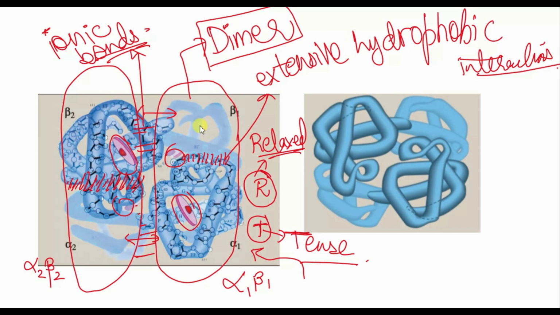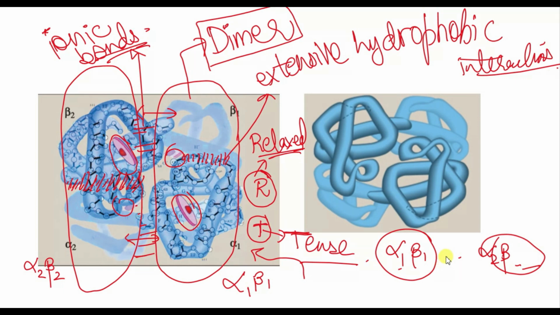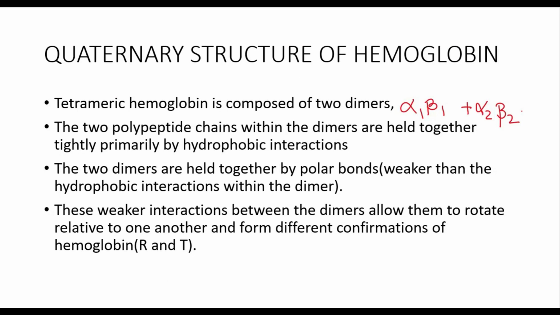And the two dimers are identical to one another. Okay, so I can say that the alpha 1 and beta 1 dimer and the alpha 2 and beta 2 dimer are identical to one another, because the alpha 1 subunit is identical to alpha 2 and beta 1 is identical to beta 2. So therefore, since the individual subunits are identical, the two dimers are also identical to one another. Let's move on to the structure. Let's talk about the structure of hemoglobin in a bit more detail now.